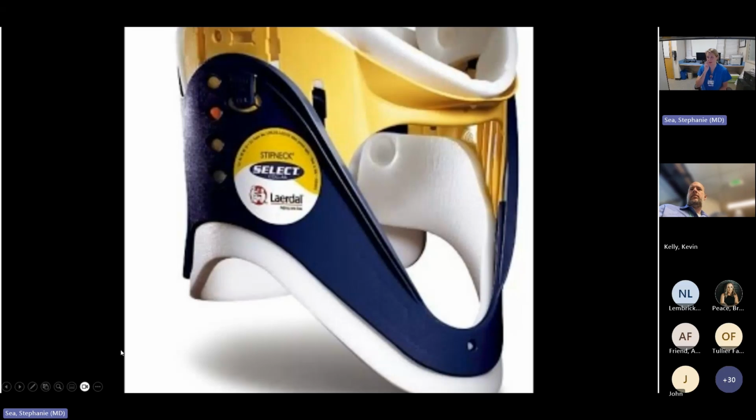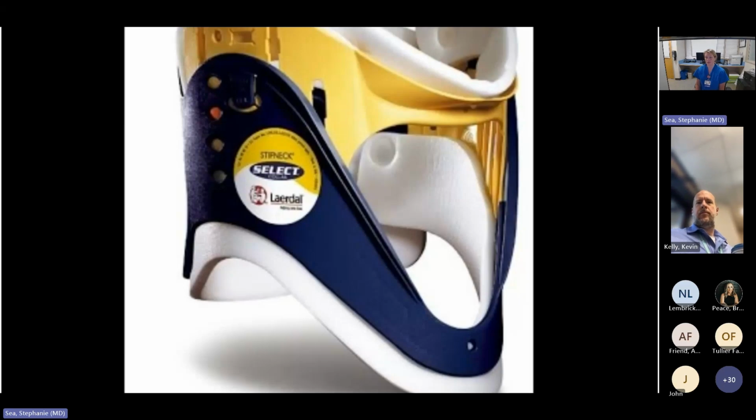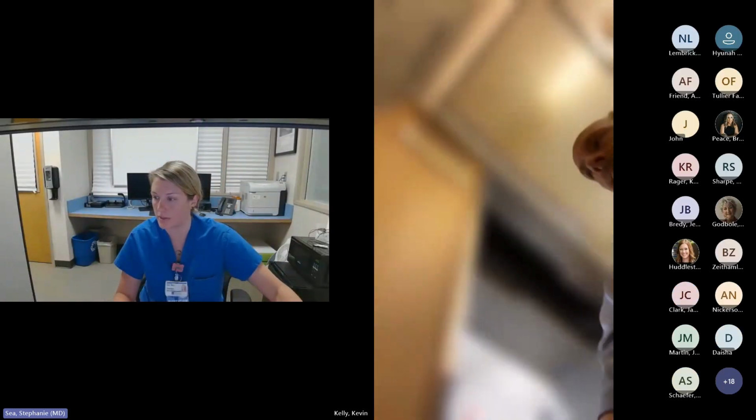Anyway, so what this is, I will talk you through it. So extrication collar, these are the collars that you will see when they come in.